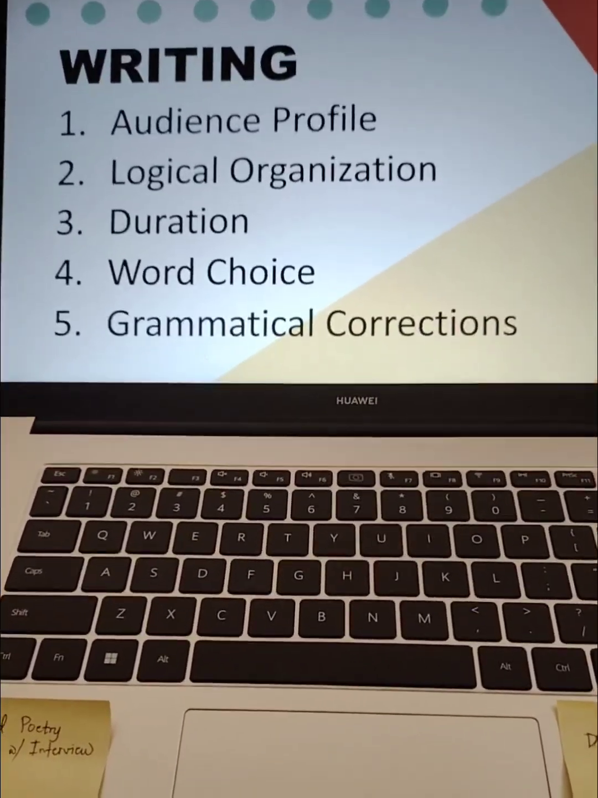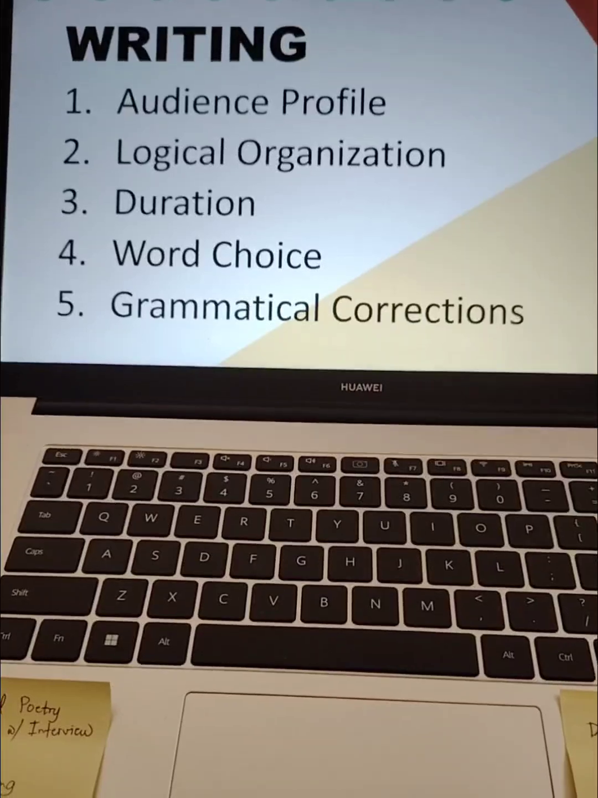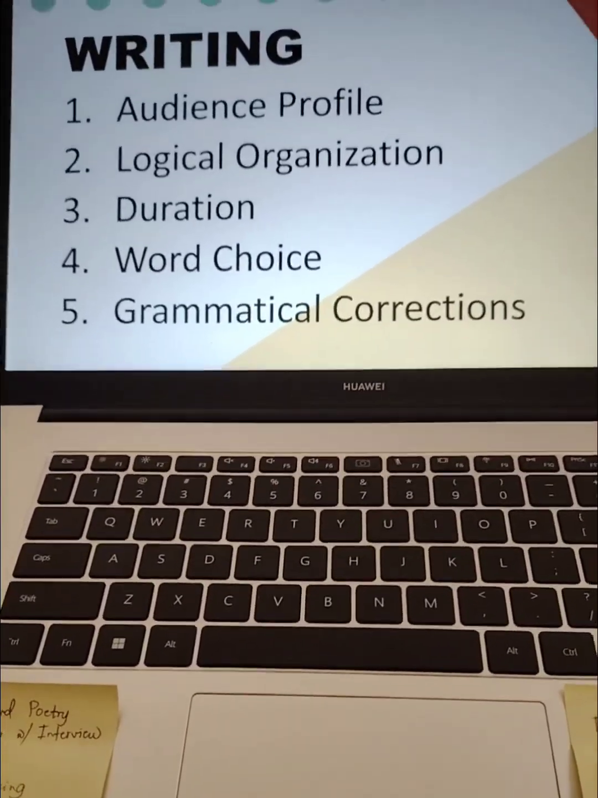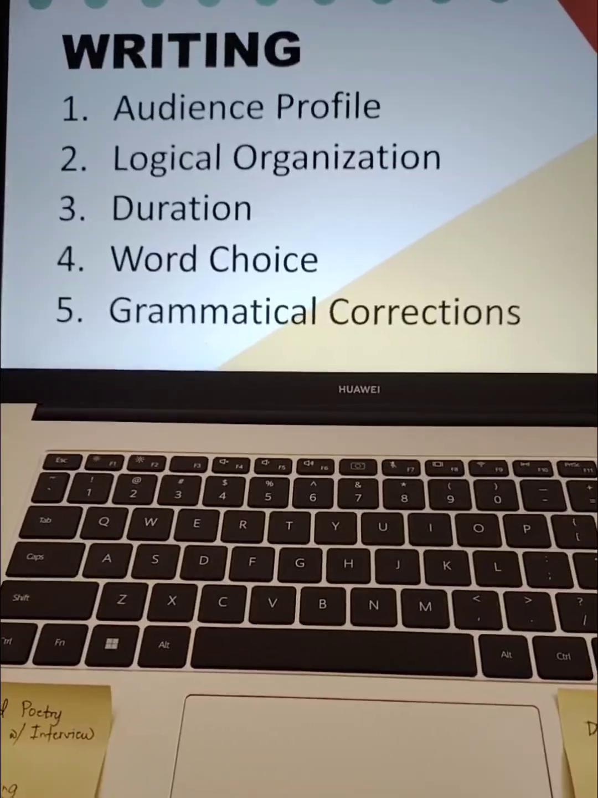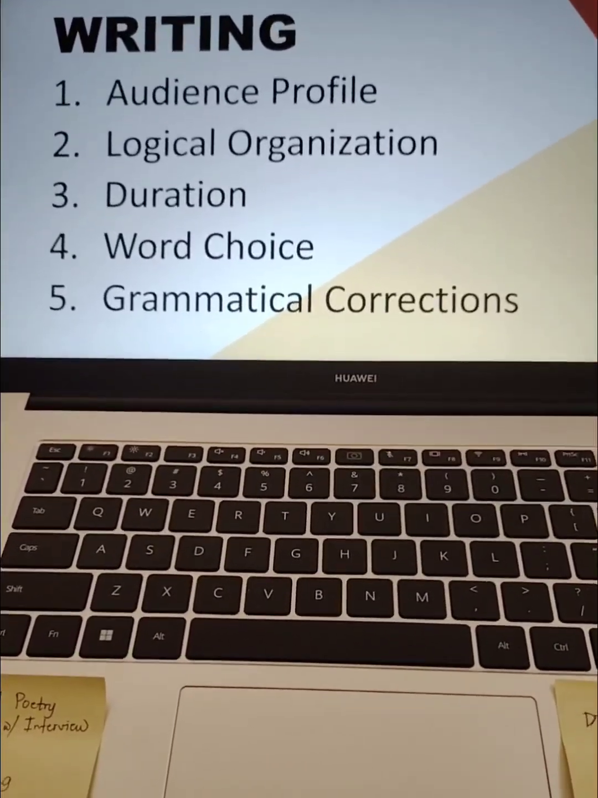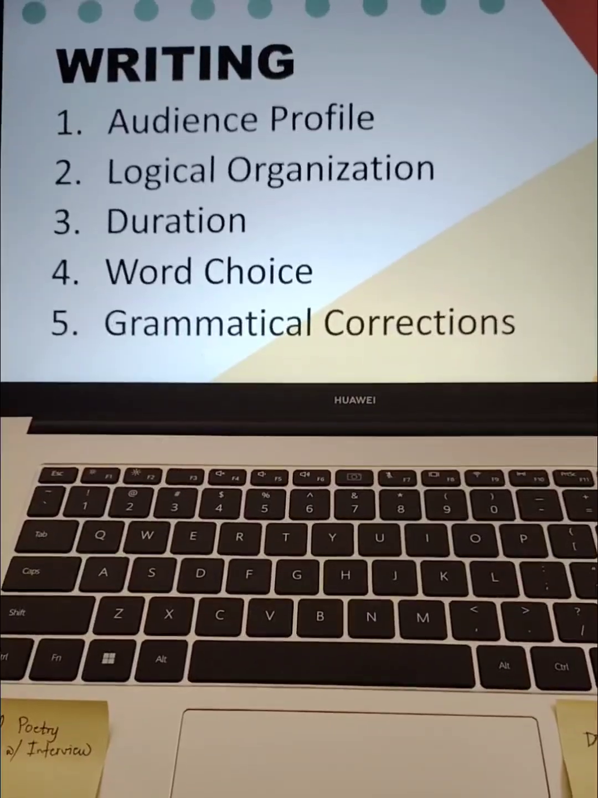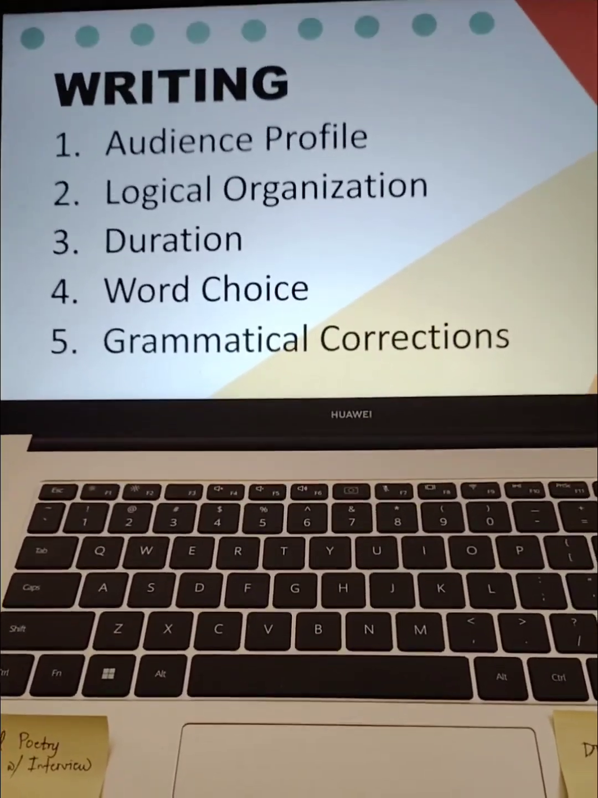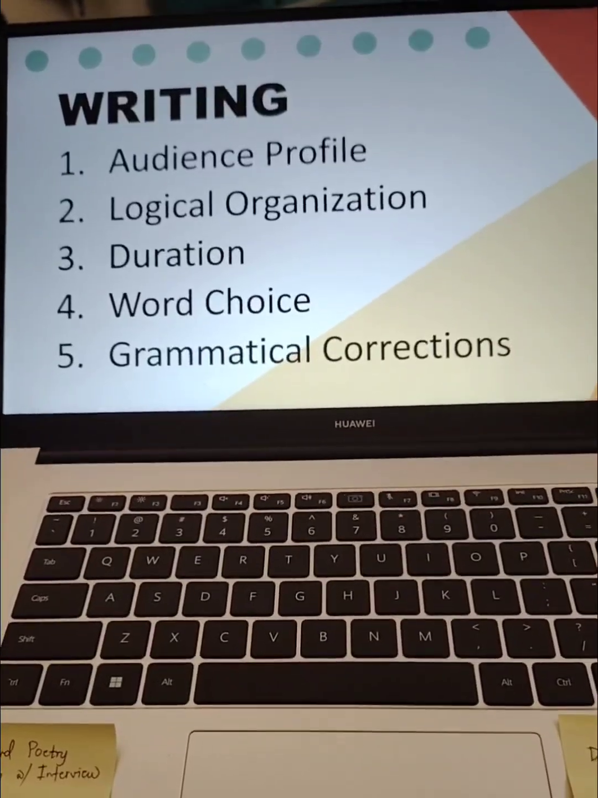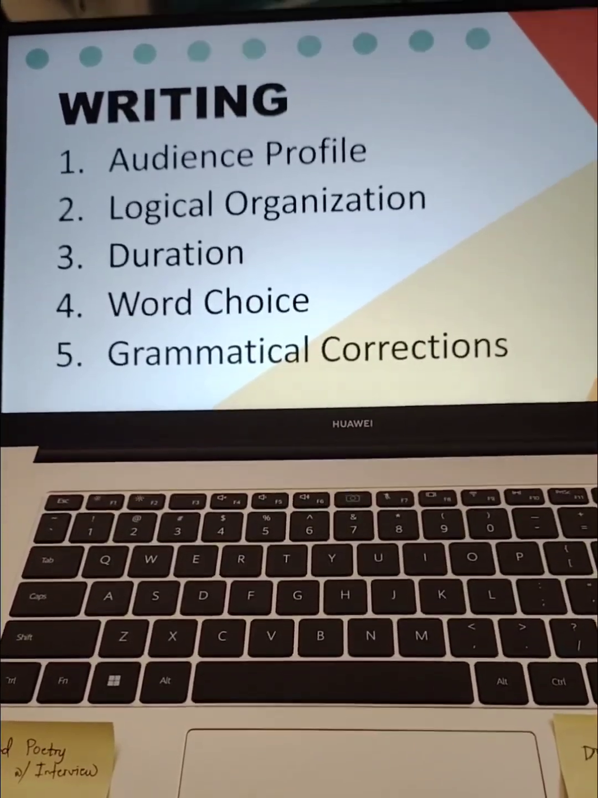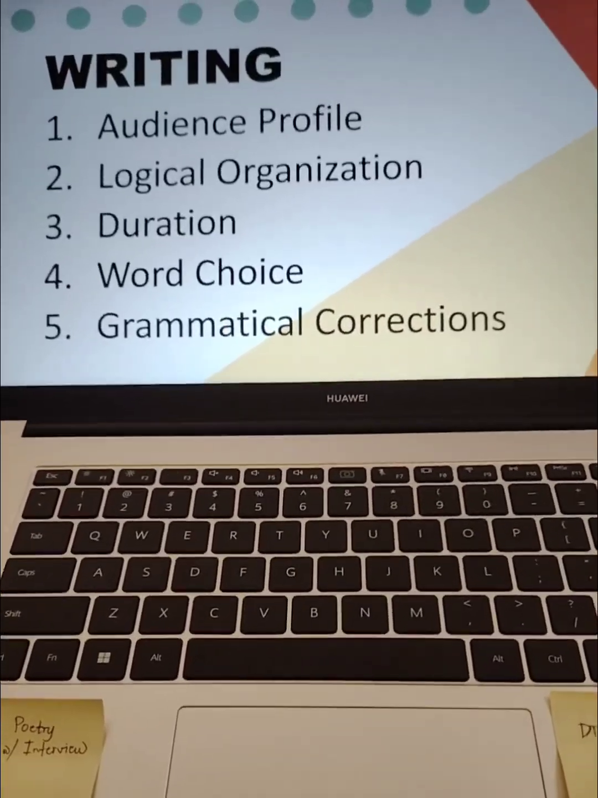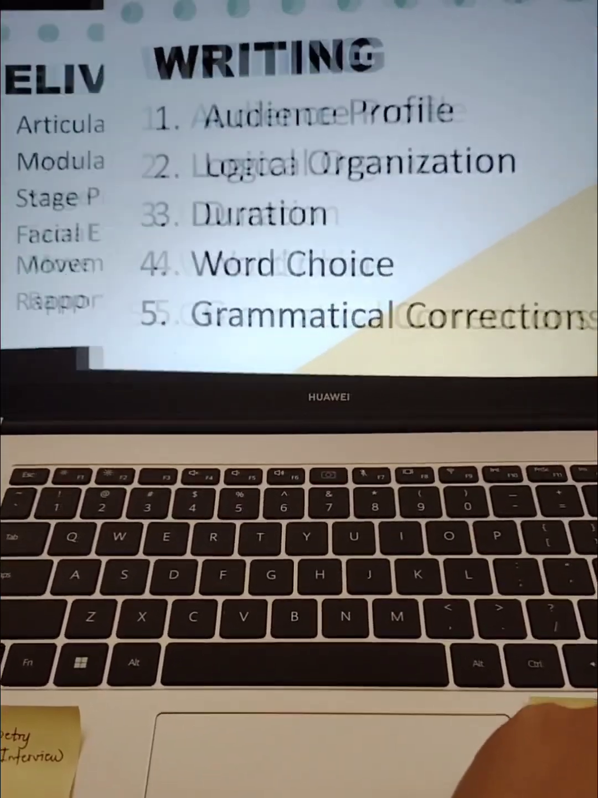Bago ka magsulat, you have to know who will be your audience. Well, let's say you have already written your speech, check the logical organization of your speech. Check the duration. Napakahaba ba yung speech mo? Baka hindi na okay siya para sa audience ko. Your word choice. Baka mamaya may mga words kang nagamit na hindi maiintindihan. No? So you have to check on that. And the grammatical correction. This is the speech writing itself. No? Yung sulat mismo, yung essay mismo.